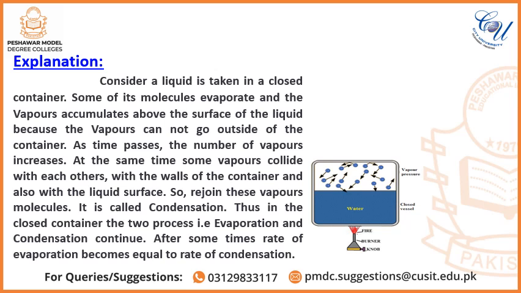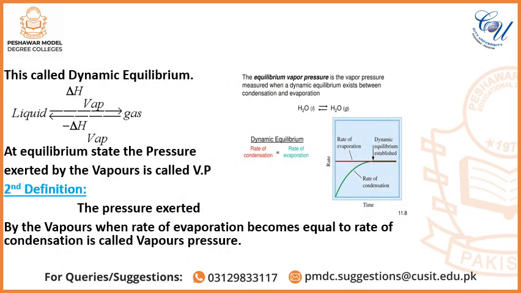After some time, the rate of evaporation becomes equal to the rate of condensation. Dear students, the stage at which the rate of evaporation becomes equal to the rate of condensation is called dynamic equilibrium, and the pressure exerted by the vapors of the liquid at this stage is known as vapor pressure, which can be defined as the pressure exerted by the vapors when the rate of evaporation becomes equal to the rate of condensation.